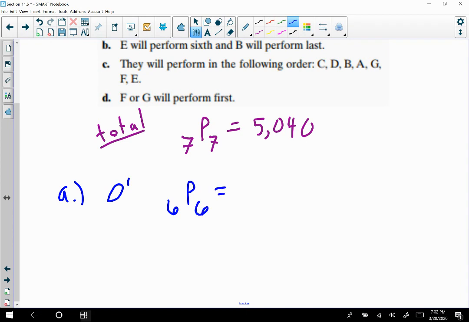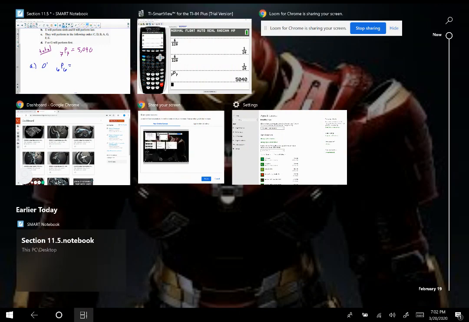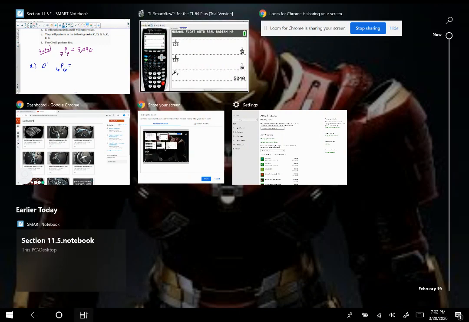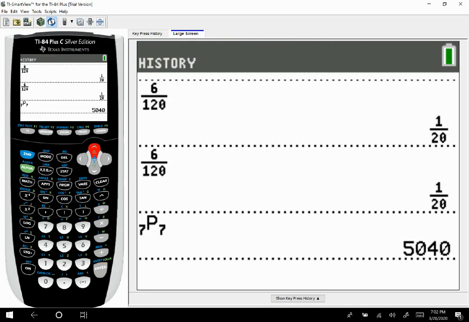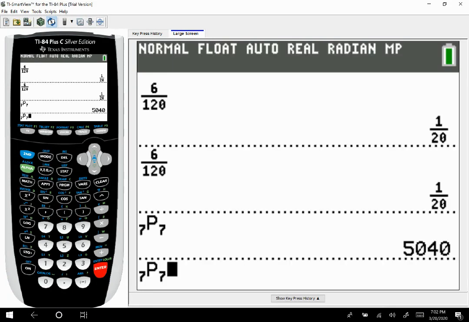And so we go into our calculator and we're going to run 6P6. So I'm going to scroll up just like what you've seen me do before.